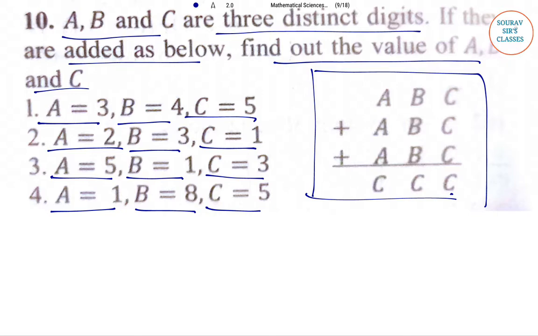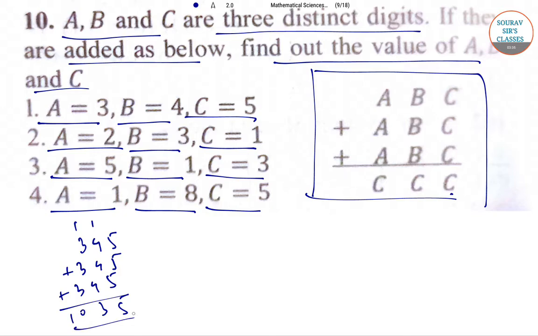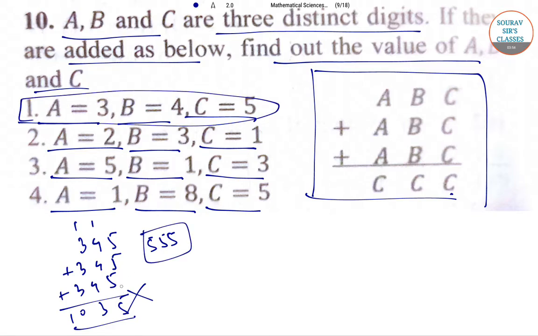Now, if we simply check for all the options, say I'm checking for option 1, then I get 345 plus 345 plus 345. So this gives me 1035. So this is incorrect because according to this, it should be all CCC. So for this option, option 1, my sum should be equal to 555.